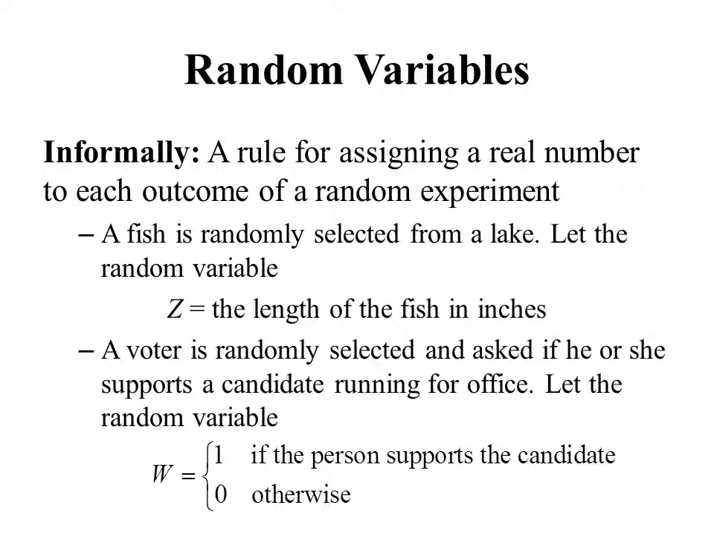Another example: a voter is randomly selected and asked if he or she supports a candidate running for office. Let the random variable w equal 1 if the person supports the candidate and 0 otherwise. So here, an outcome to this random experiment is a person. Our random variable is 1 or 0. It takes on one of those two values.